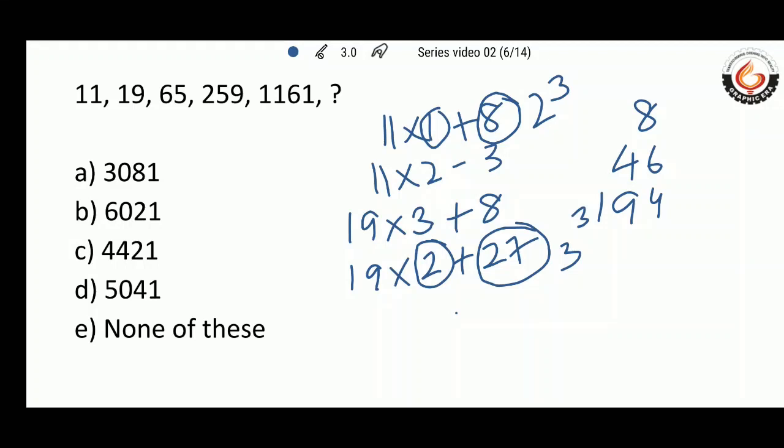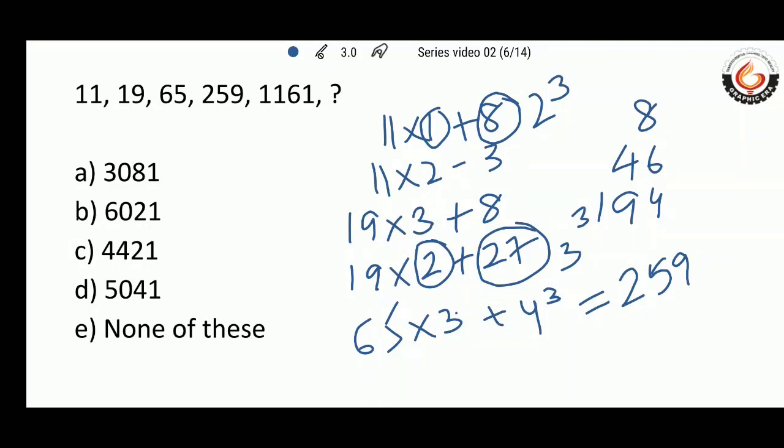Next should be 65 into 3 plus 4 cube. Let's check whether the next digit is there or not. 65 into 3 will be 195 and 4 cube is 64. 195 and 64 becomes 259. It goes correct. Next will be 259 into 4 plus 5 cube.